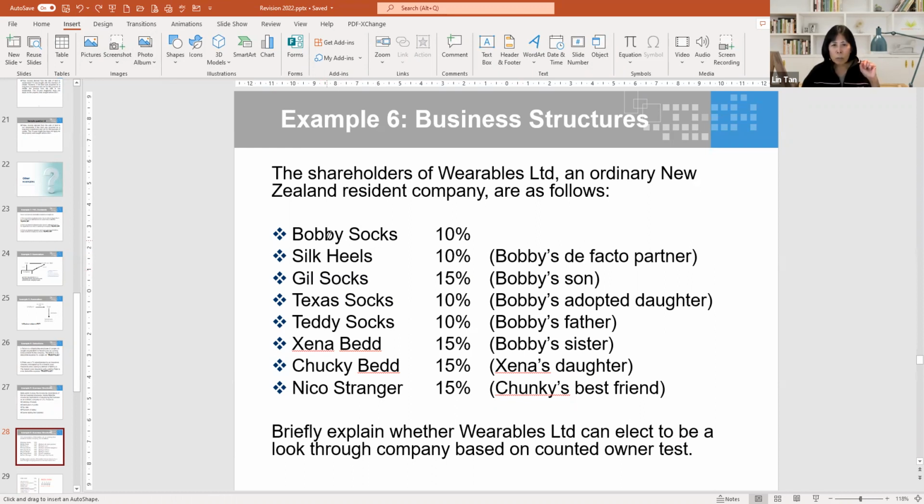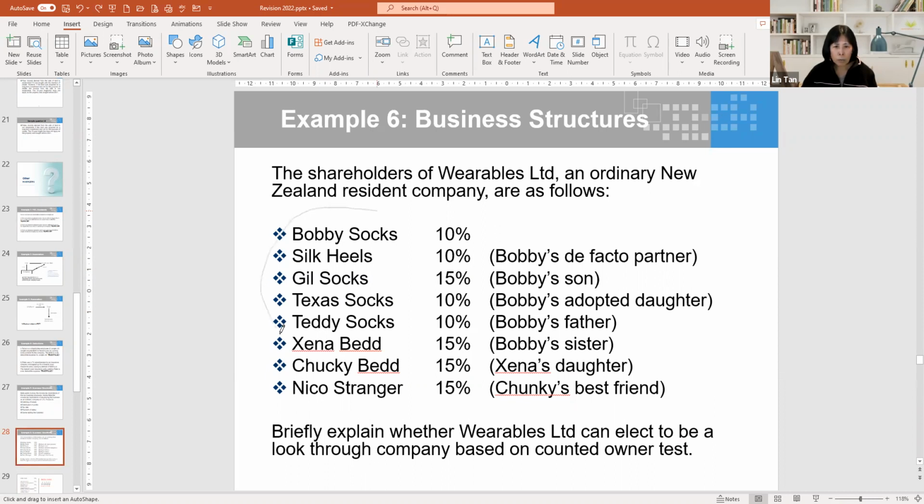And Jill Socks is Bobby's son, right? So this is within 2 degrees of blood relationship. Adopted daughter is also within 2 degrees of blood relationship. Bobby's father is also within 2 degrees of blood relationship to Bobby. And Zena, Bobby's sister, is also within 2 degrees of blood relationship to Bobby. Then the sister's daughter will be Bobby's niece, which is outside 2 degrees of blood relationship. And the friend, of course, is not related to Bobby at all.